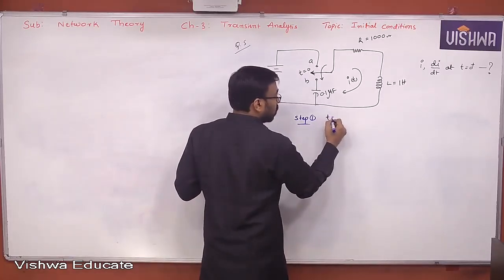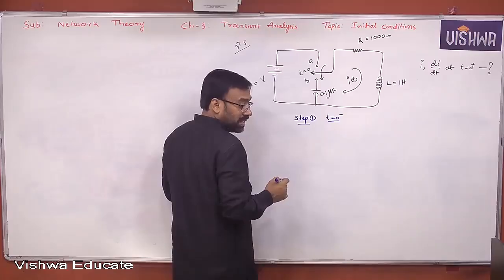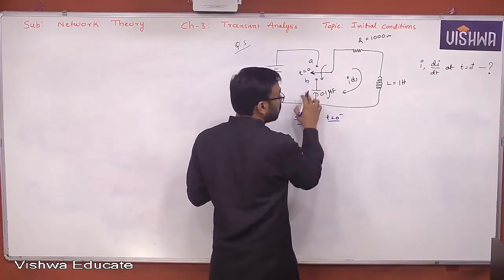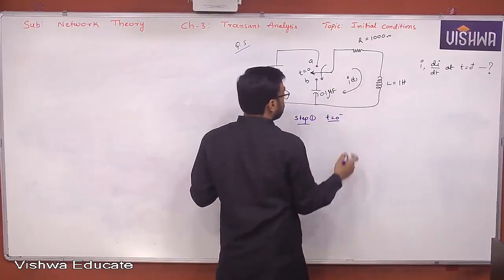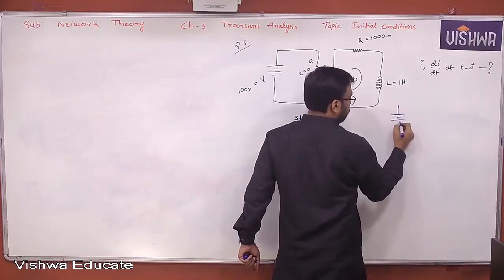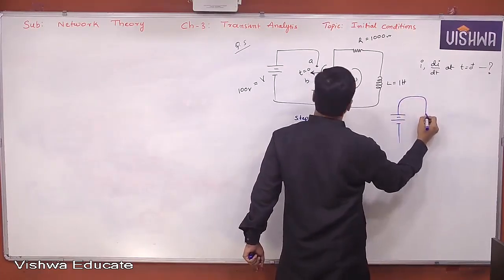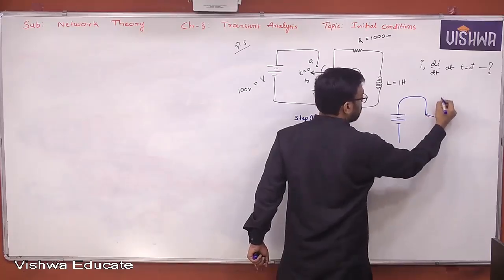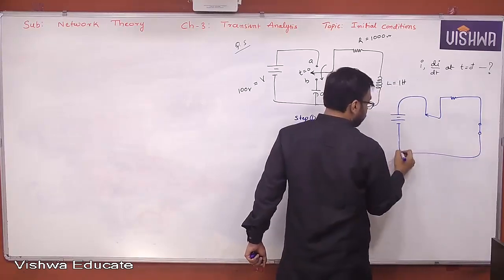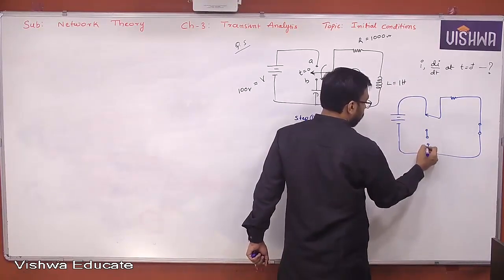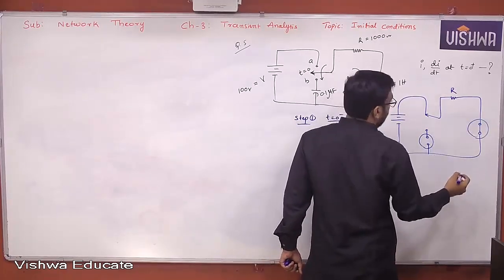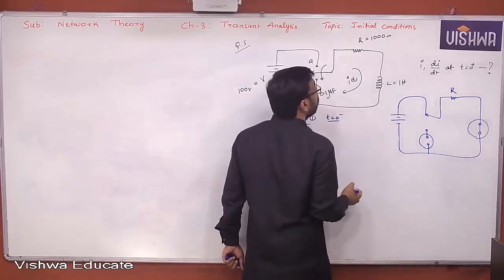Now, t equal to 0 minus equivalent. What is the t equal to 0 minus equivalent? Switch is at A and the circuit is isolated. Yes or no, all of this is acting like a short circuit. Now the circuit becomes like this. This is the switch. Inductor is acting like a short circuit. Capacitor is acting like an open circuit. The resistor is R. Okay. Now this is 1 Henry. This is 1000 ohm.